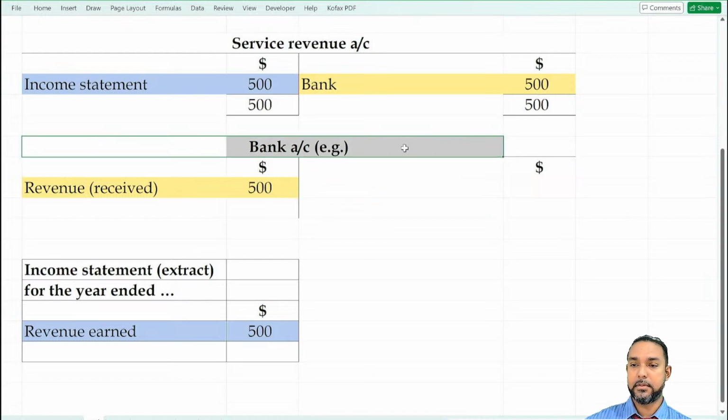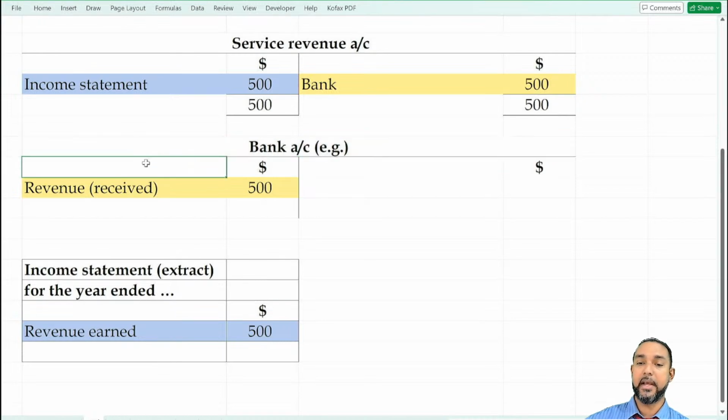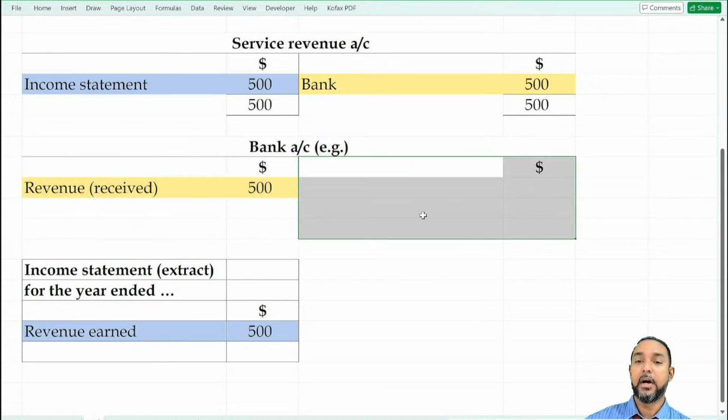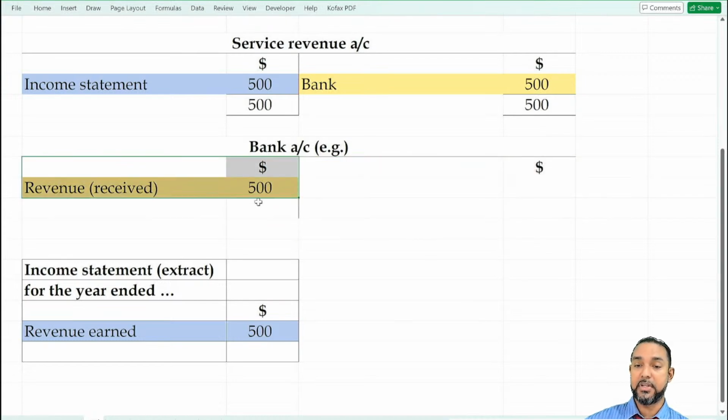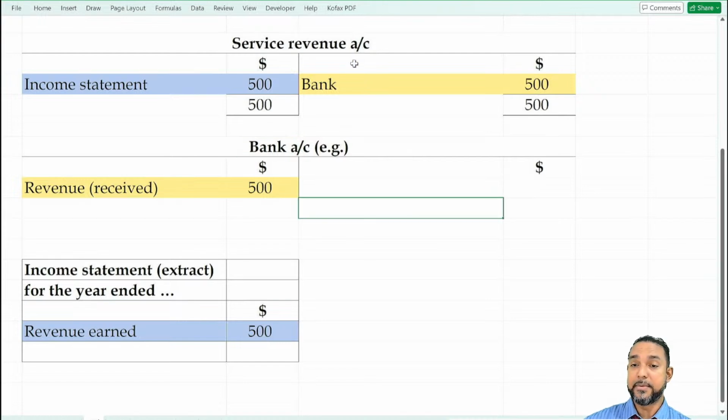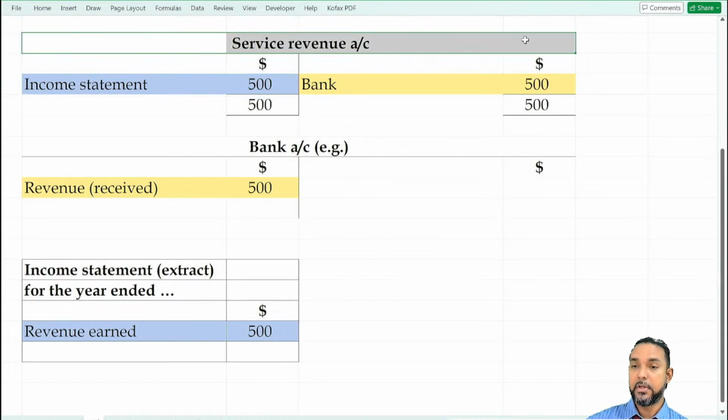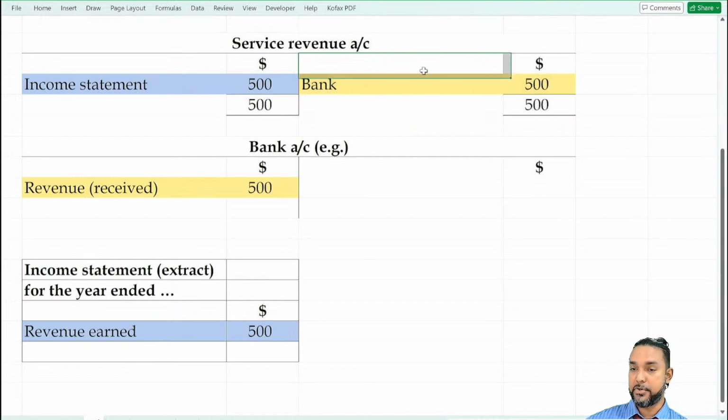The T account, the name on the top here is bank, and any entries under this are entries in the bank account. So this is the debit side. An entry on the debit side of an account is a debit to that account. Similarly, this is the service revenue account, and this is the credit side. Any entry on the credit side is a credit to the revenue account.